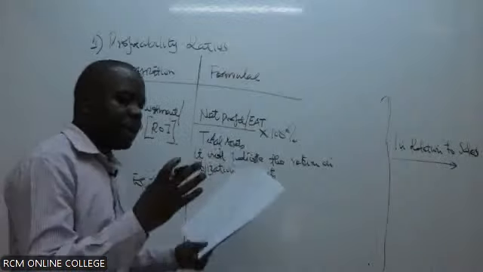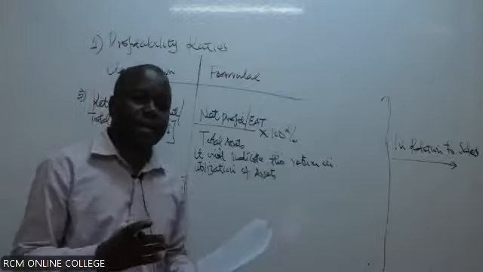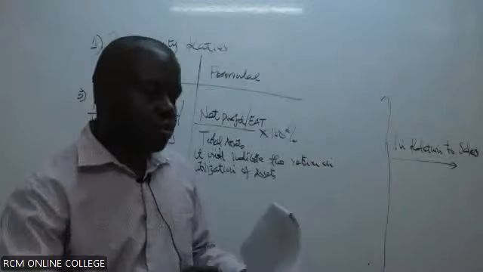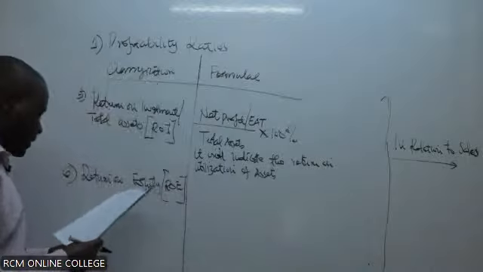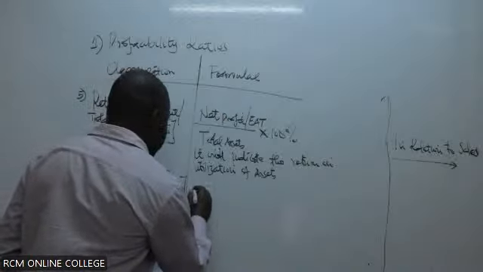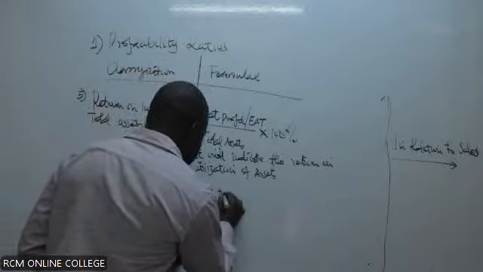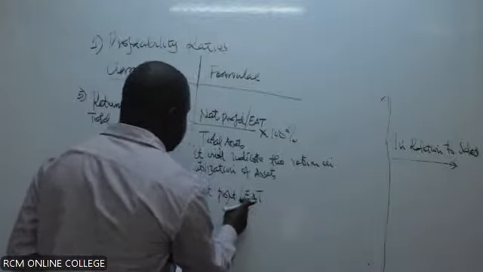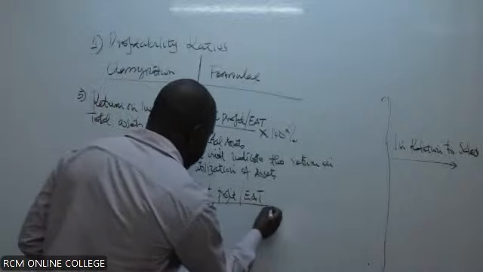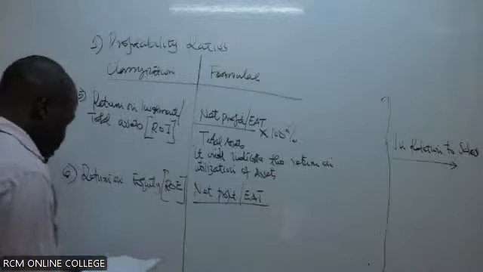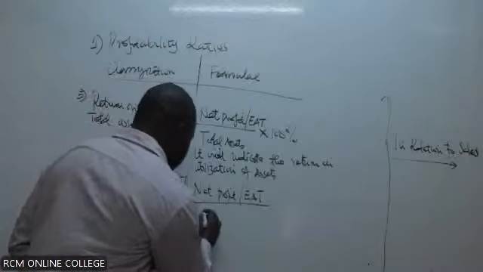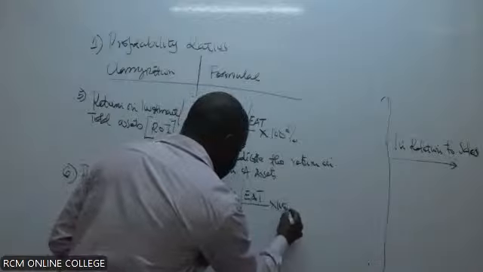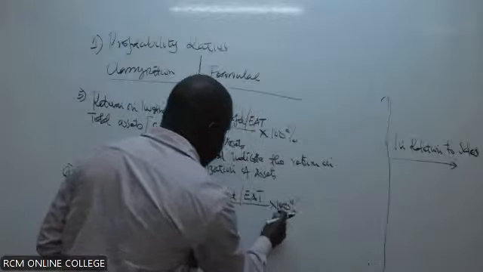Equity is the capital component in a company. It can be made up of ordinary share capital, or maybe preference share capital, or other forms of capital. So in this case, you take net profit, which means earnings after tax. Then you divide by the total equity. Then you multiply by 100%.